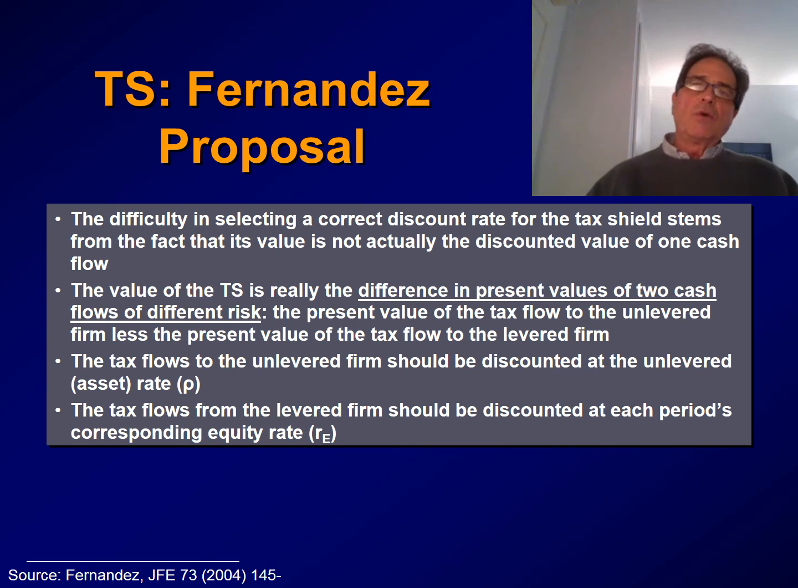We just calculate first taxes for the unlevered firm, and we discount those at rho. Second, we calculate taxes for the levered firm, and we discount those at RE. And then we find the difference of present values, and that will be the present value of the tax shield.